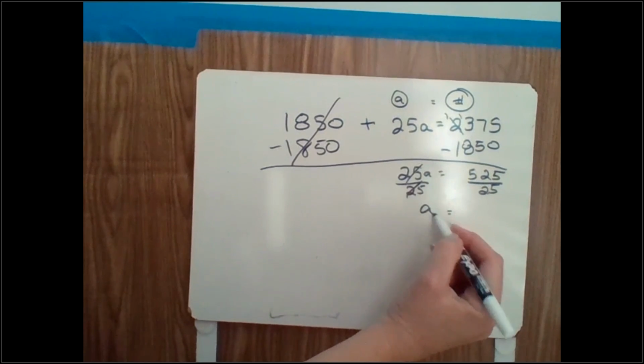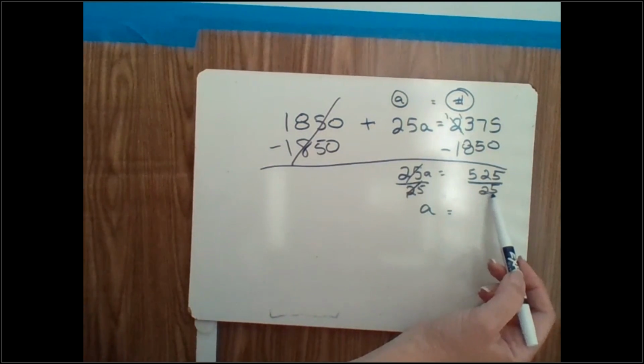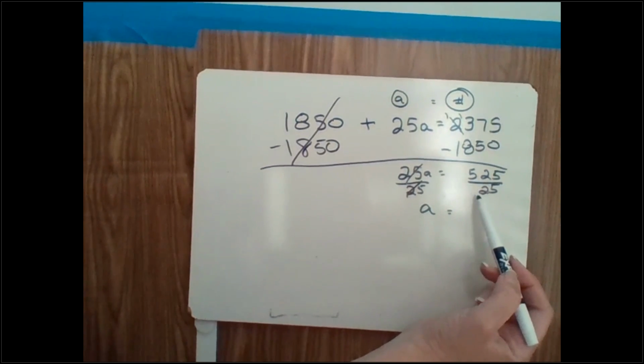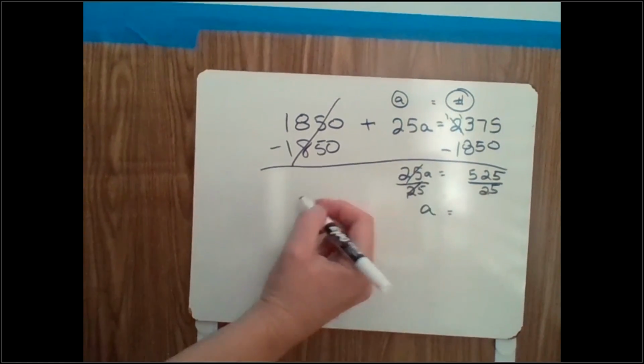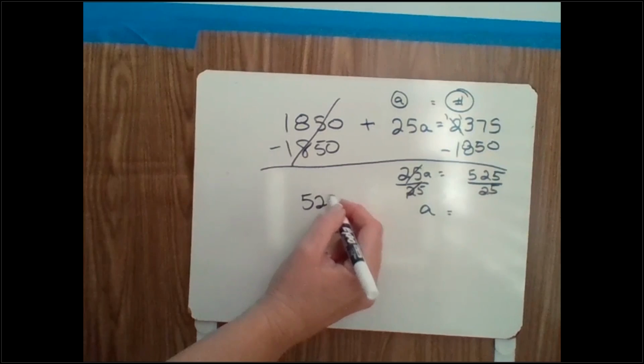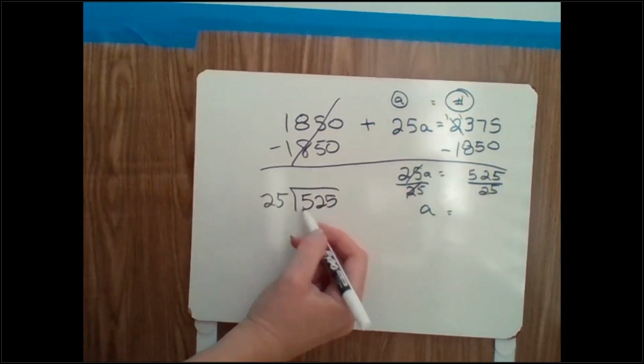We know this is going to be A on the left side. Think in your head, $5.25 divided by quarters. It's kind of like saying, how many quarters would we have in $5.25? That's one way you could solve it. Or you could still use traditional long division.